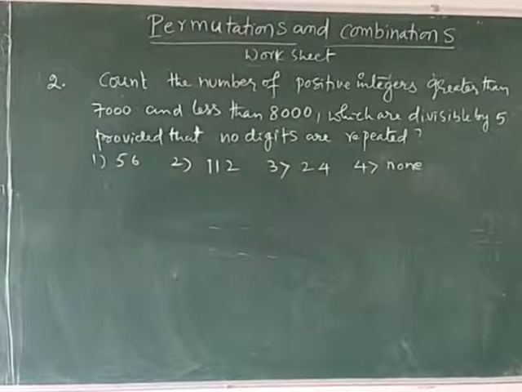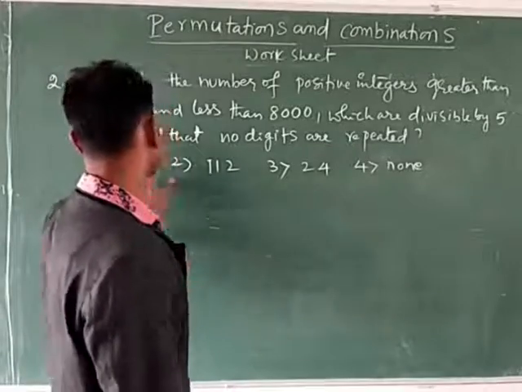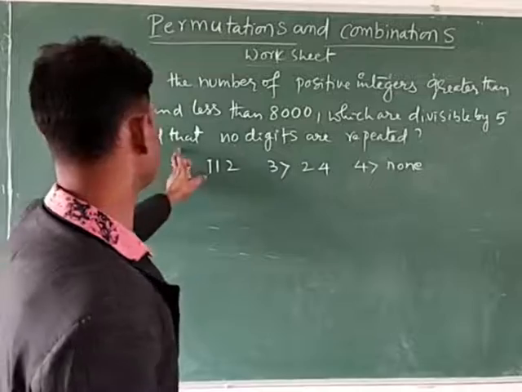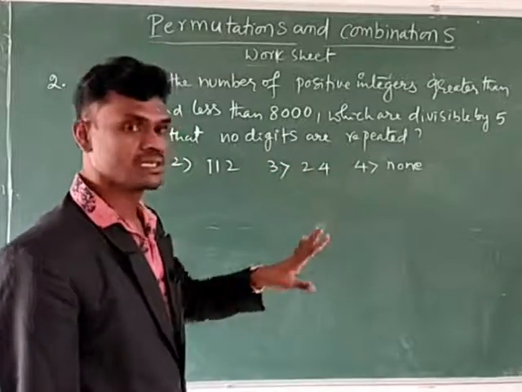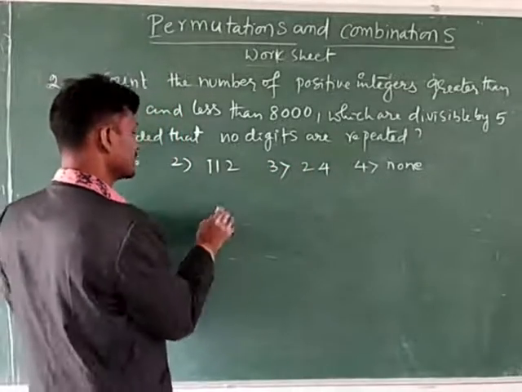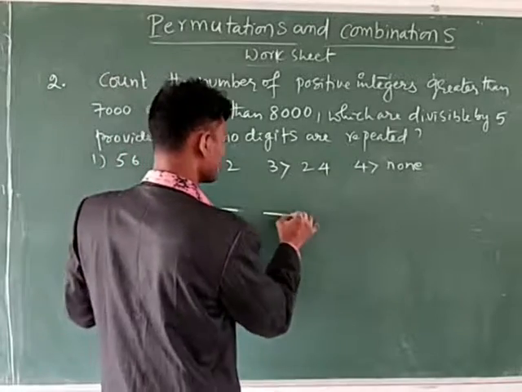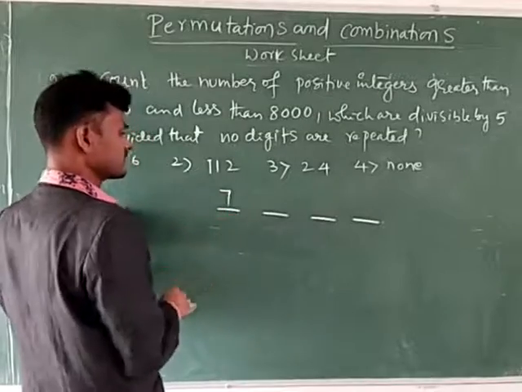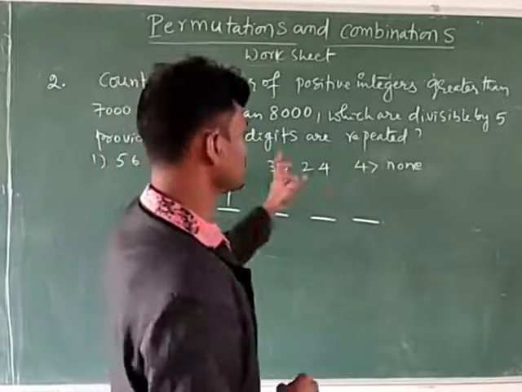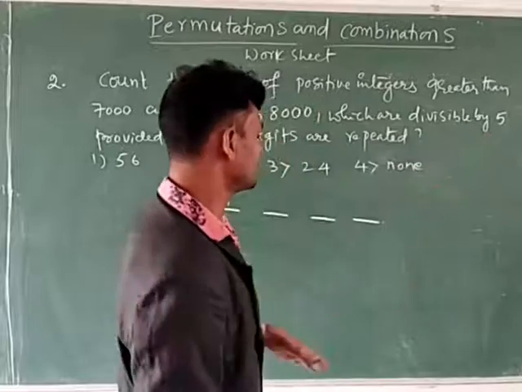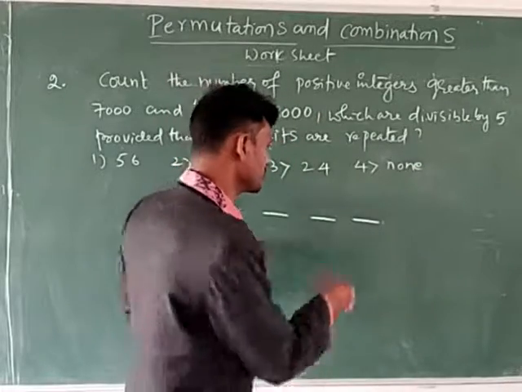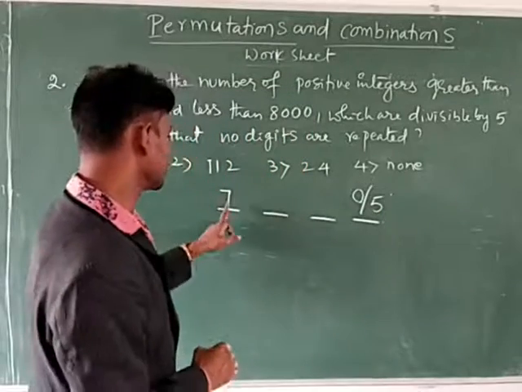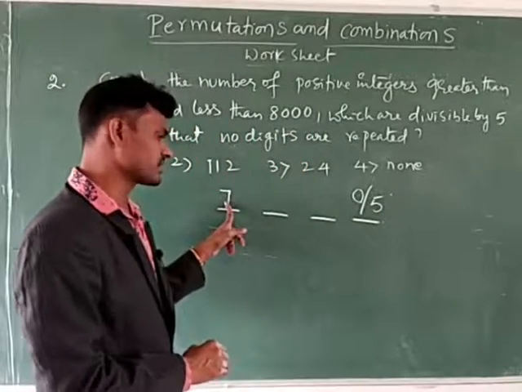Now second question: count the number of positive integers greater than 7,000 and less than 8,000 which are divisible by 5, provided that no digits are repeated. Here this is a 4-digit number. It is greater than 7,000, so you have to take the first digit as 7, fixed. Next, divisible by 5 means the unit digit is either 0 or 5 only.